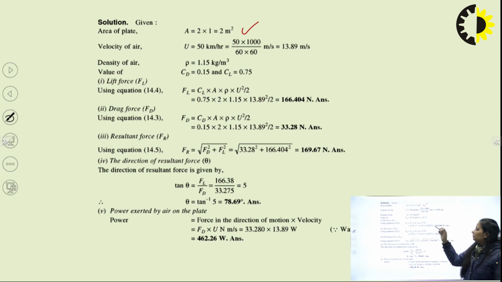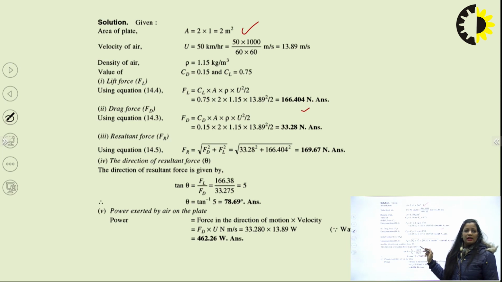The density of air is 1.15. The values of CD and CL are already given. So how can you solve it? Simply apply the formula for FL, CL A rho U square by 2. What you will get is 166.404 Newton.